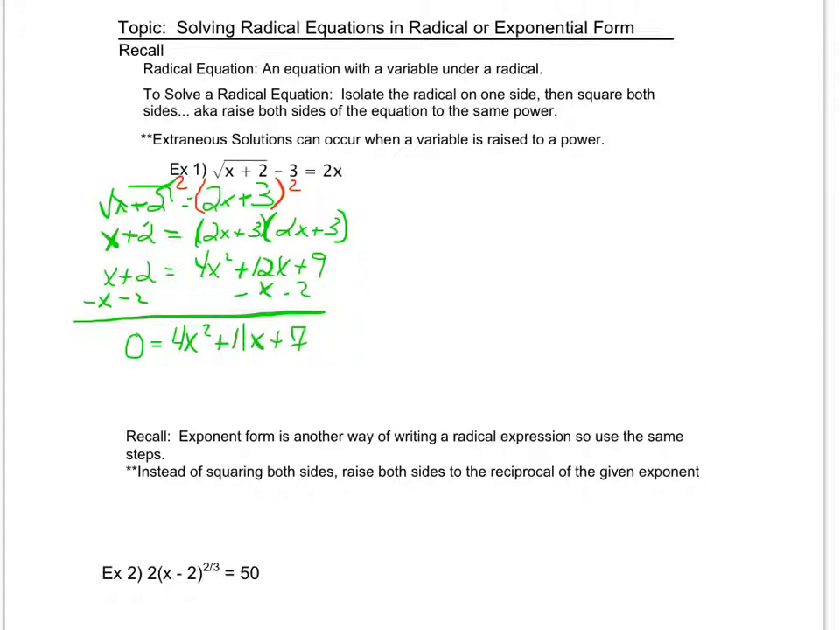Now I'm going to go ahead and do some practice with my previous objectives, because I'm going to have to now solve this quadratic equation. This doesn't look like something I want to try to factor, so I'm going to go ahead and jump to my quadratic formula. And I'm going to say x equals negative b plus or minus the square root of b squared minus 4 times a times c all over 2a.